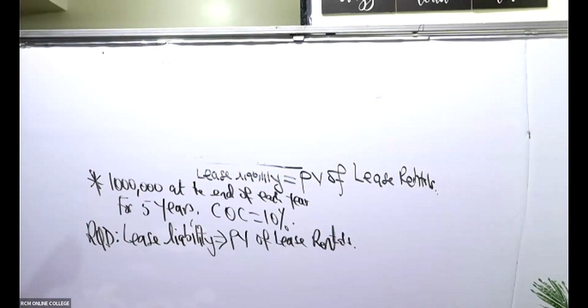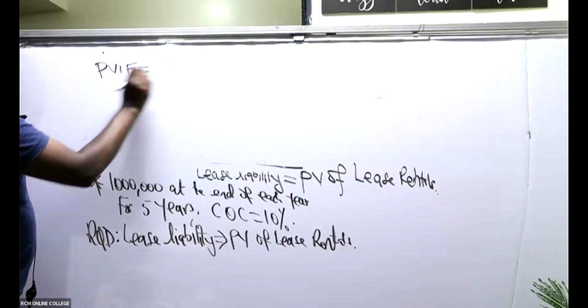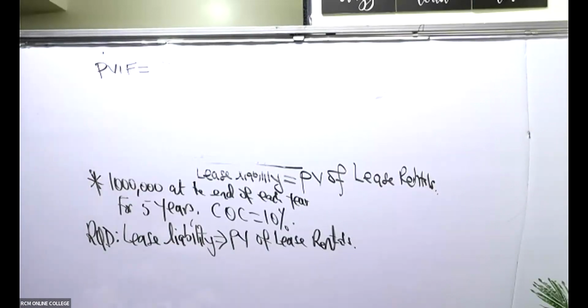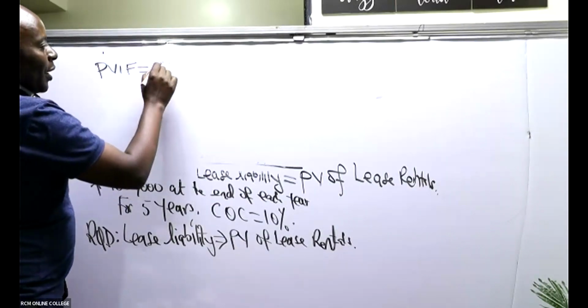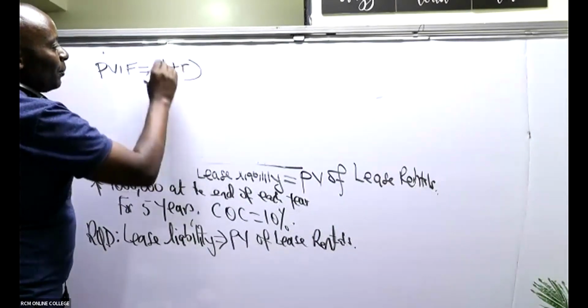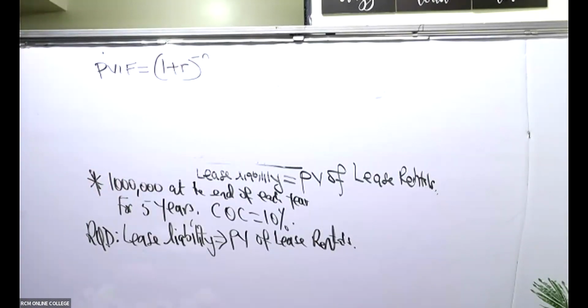So remember, we have got two discounting formulas. We have what we call the PV, present value interest factor. This is for the irregular ones. Normally we take 1 plus R raised to negative n, because you're discounting, we subtract up there, right? This is PV, present value interest factor.